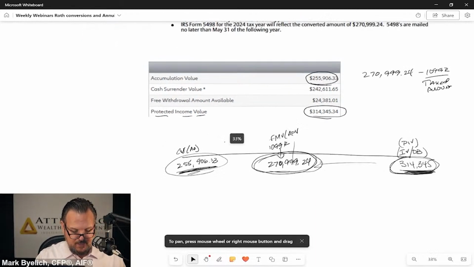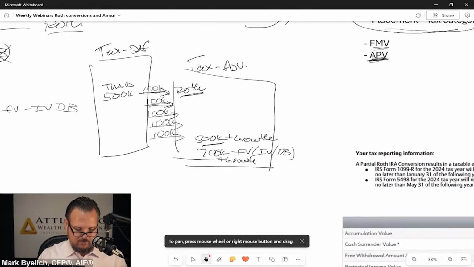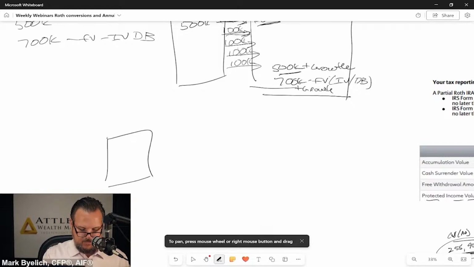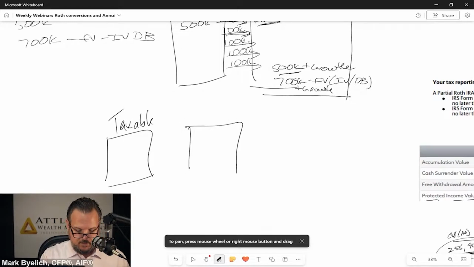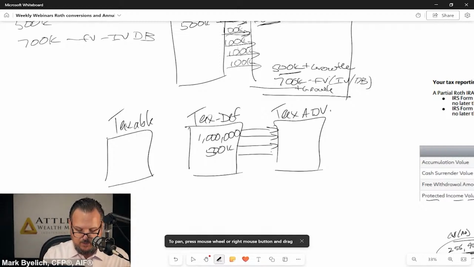Now, the thing that you want to pay attention to though is, let's recreate our buckets in the time we have left. So we have taxable, tax deferred, and tax advantaged. And let's say we have $1 million in tax deferred and 500,000 of it is in that annuity. As we work on this schedule, we're going to want to convert that whole $1.5 million.